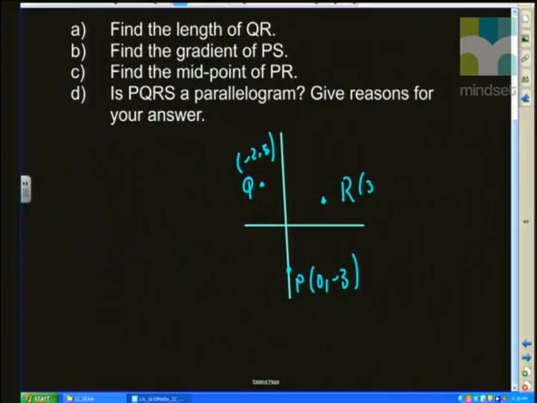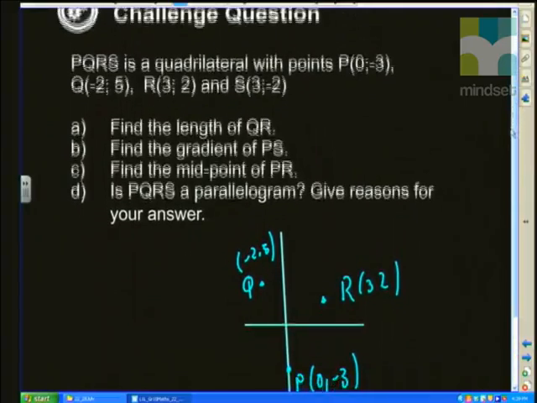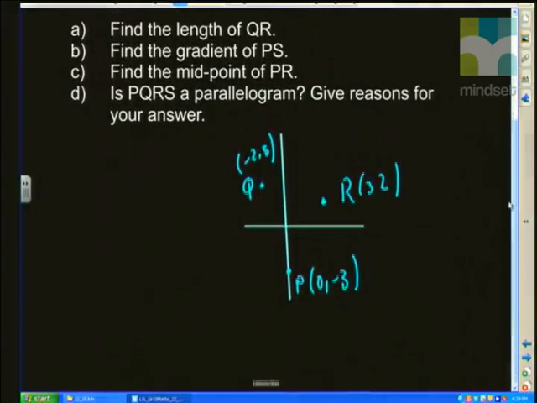X was 3, y was 2. And then we had x is 3 and y is minus 2. So I'm going to have to just erase this of P so that we can put these coordinates down. Here you've got x is 3 and y is minus 2.